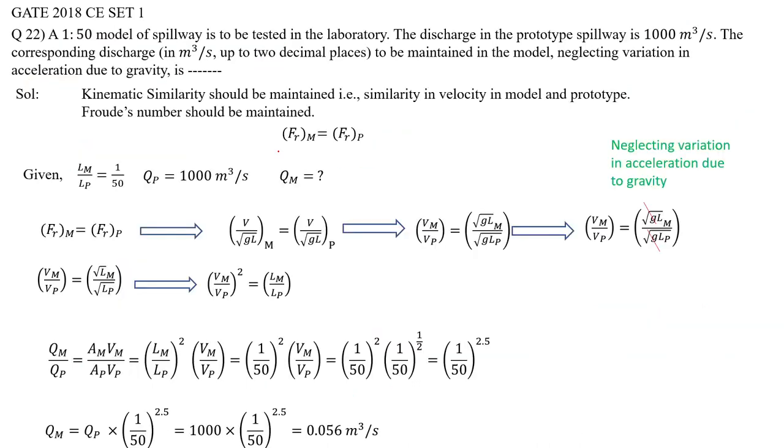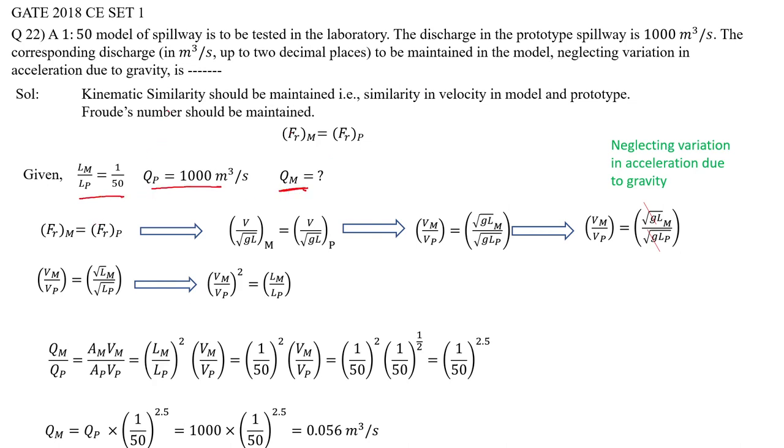Okay, let's see the solution. I have already mentioned this is a GATE 2018 CE set 1 question 22. In this question they have given a 1 is to 50 model spillway to be tested in the laboratory. The discharge in the prototype spillway is 1000 meter cube per second. The corresponding discharge in meter cube per second, up to 2 decimal places, to be maintained in the model, neglecting variation in the acceleration due to gravity. So our aim is to estimate Qm, given Qp equal to 1000 and Lm by Lp equal to 1 by 50.